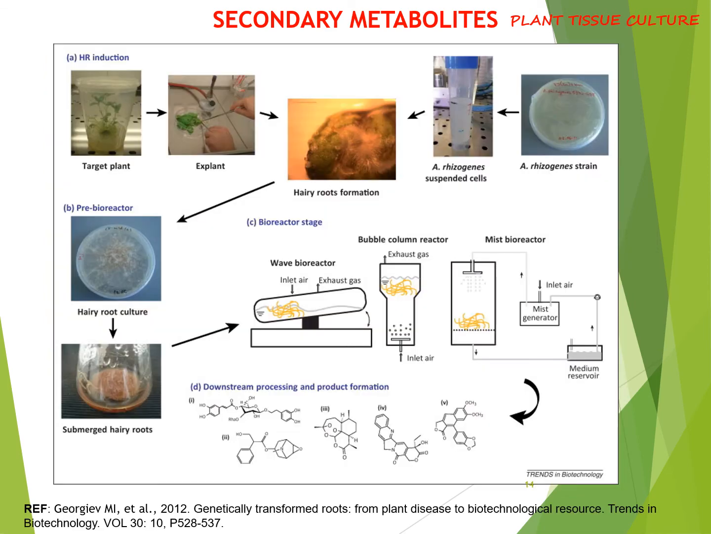The figure here represents the process of induction of hairy roots in the target plant for secondary metabolite synthesis under in vitro conditions and also scaling up of hairy root cultures in the bioreactor stage. Various types of bioreactors can be used for hairy root cultures. This is then followed by isolation and purification of the secondary metabolite by downstream processing, followed by packaging.